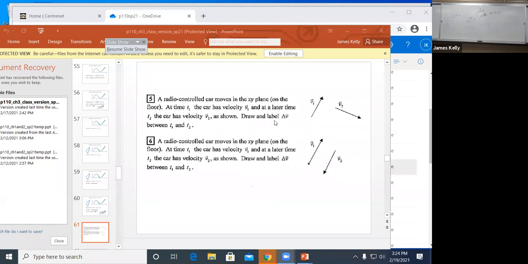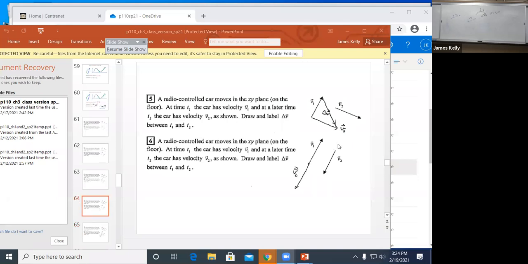Here's something where at one moment a radio controlled car has this velocity, and at a later moment it has this velocity. What is its change in velocity vector? And similarly here, originally it had this velocity, then it changed to exactly the opposite direction. What's its change in velocity vector, delta v? In this case, I draw them with their tails at the same location. If I want v2 minus v1, that goes between the two tips, ending on v2. So there's delta v in that location, in that case.